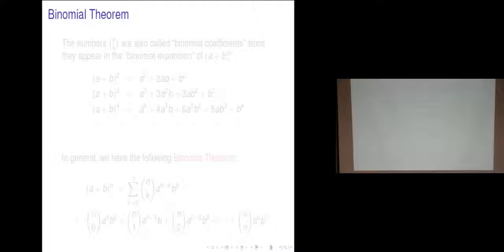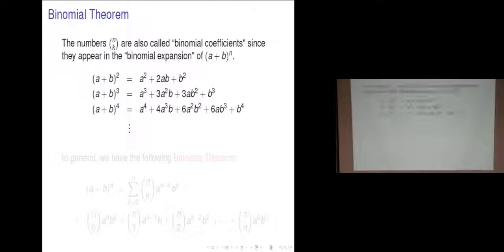The next topic will be the binomial theorem. After that, we'll count something on the grid. These two are easier, I think. The number n choose k is also called the binomial coefficient, since they appear in the binomial expansion of a plus b to the power of n. You get the coefficients, and these are actually n choose k for some n, some k.